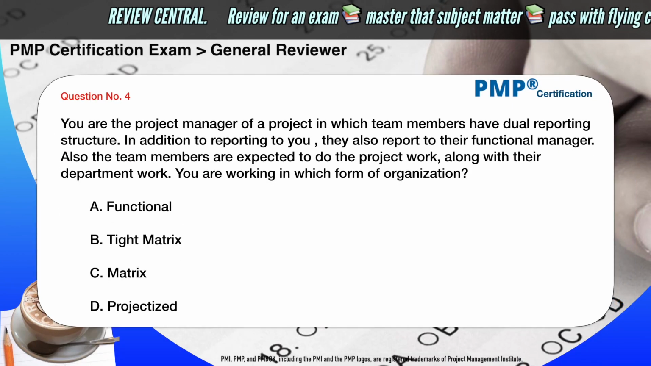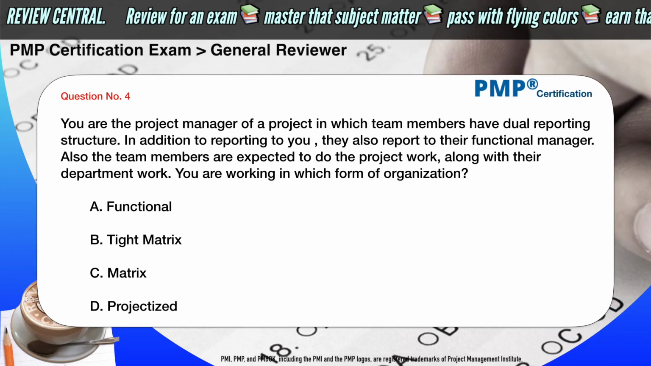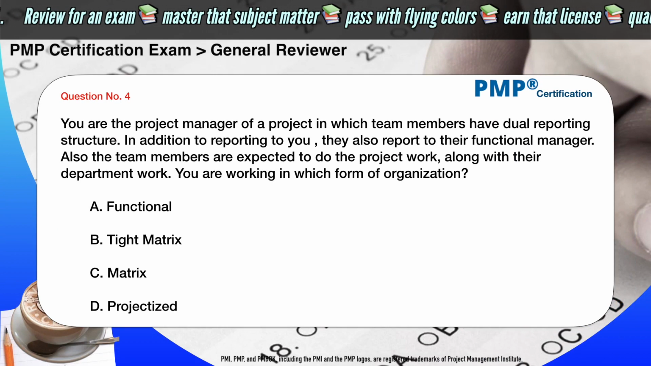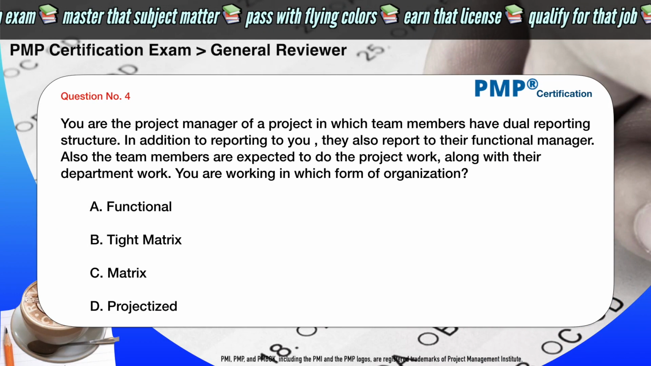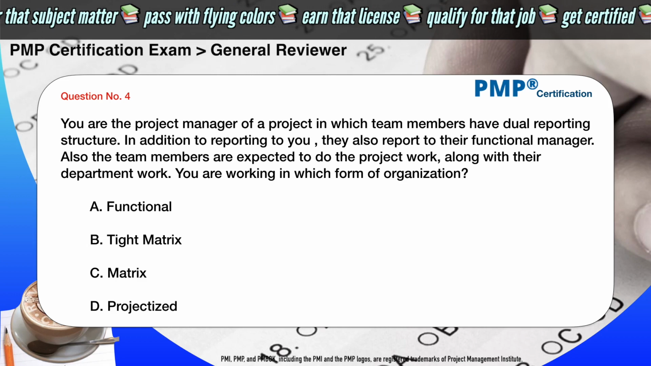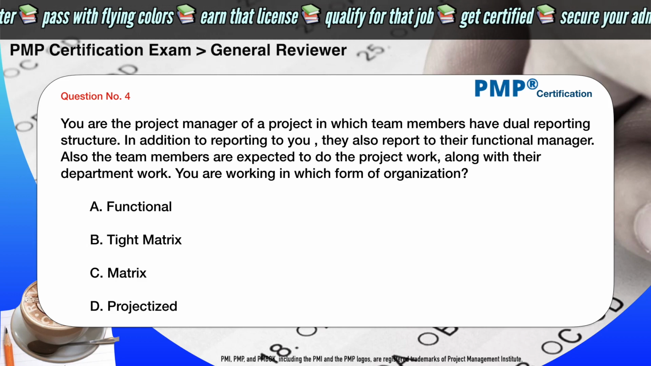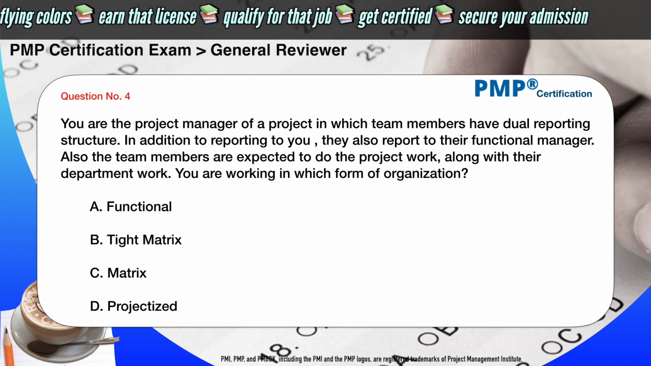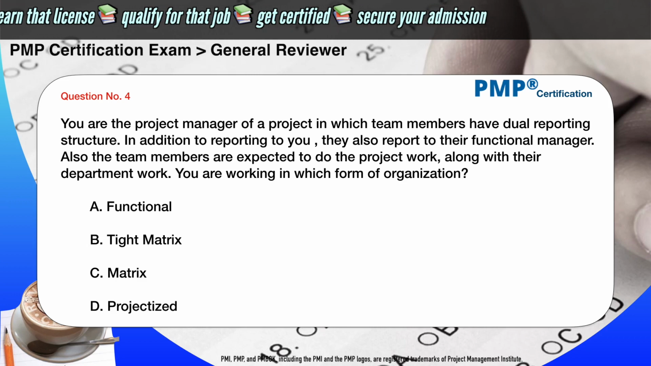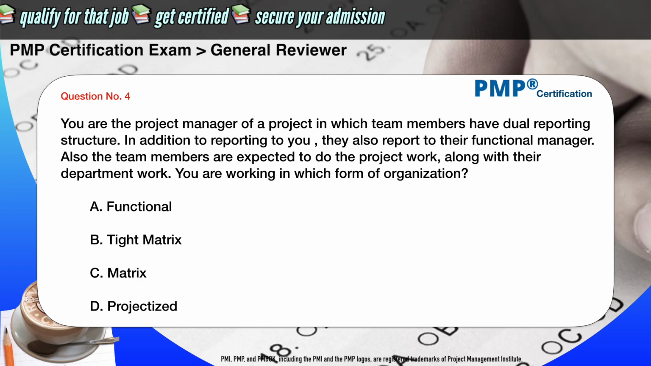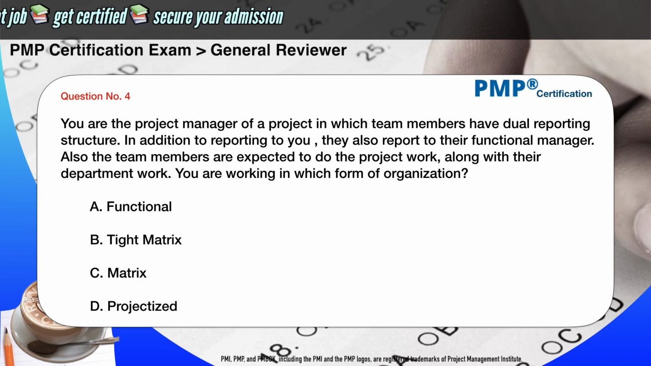You are the project manager of a project in which team members have dual reporting structure. In addition to reporting to you, they also report to their functional manager. Also, the team members are expected to do the project's work, along with their department work. You are working in which form of organization? A. Functional. B. Tight matrix. C. Matrix. D. Projectized.